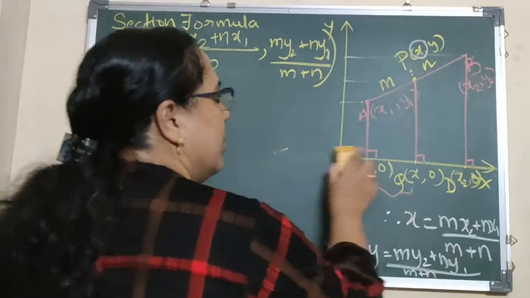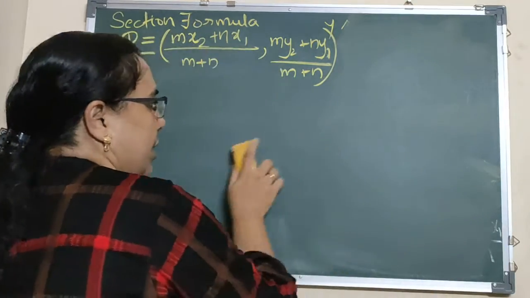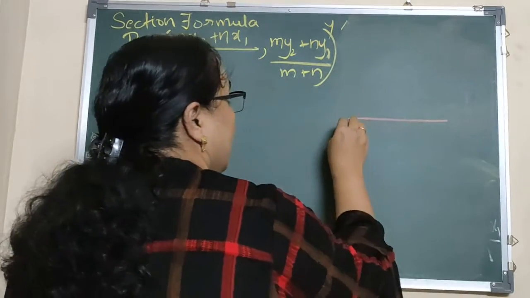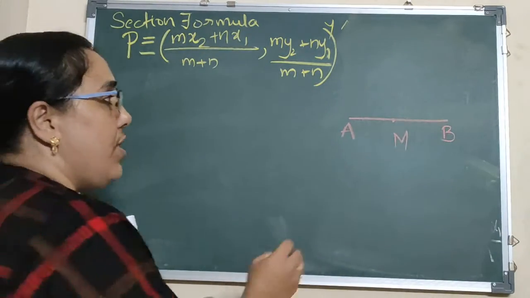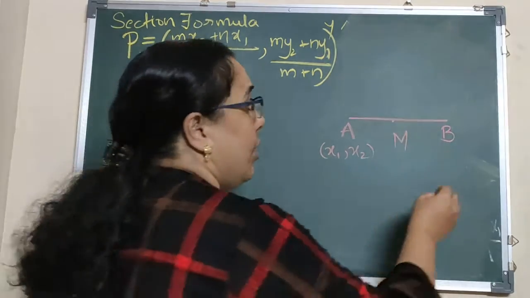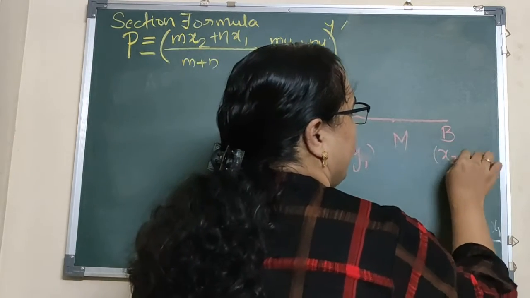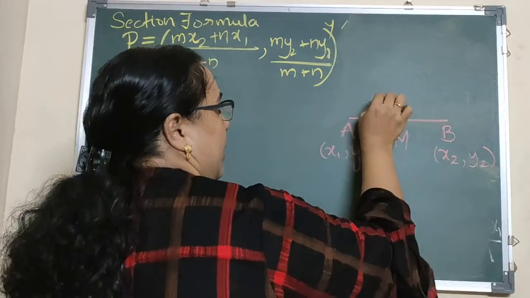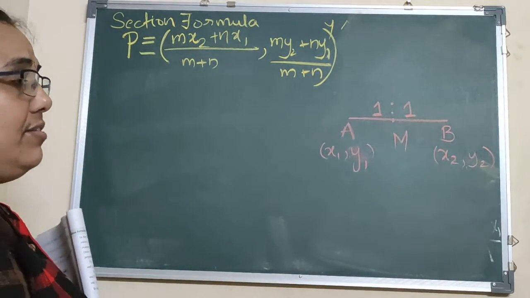With that, we go further to see what the midpoint formula is. Midpoint formula again is very simple. A segment AB is given to us, for which M is the midpoint. As usual we have A as x1, y1, and B as x2, y2. What about point M? It divides the segment AB in the ratio 1:1 because point M is the midpoint.